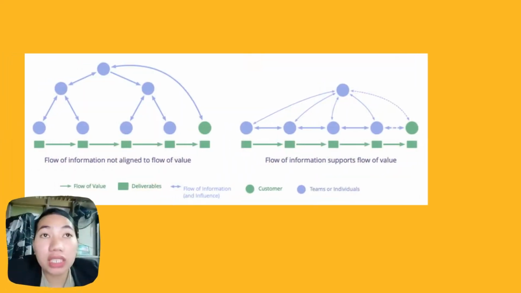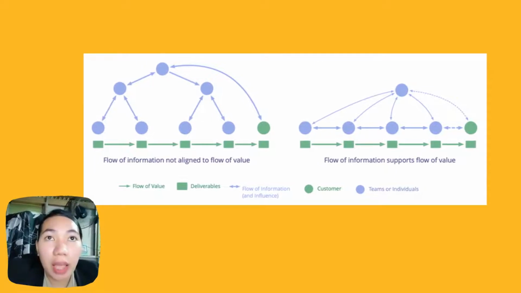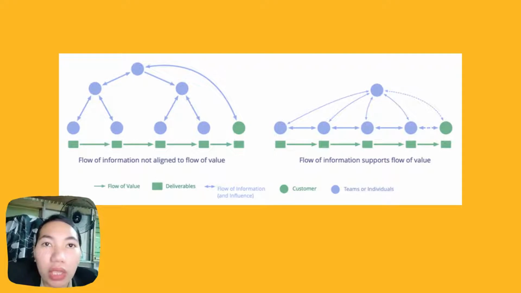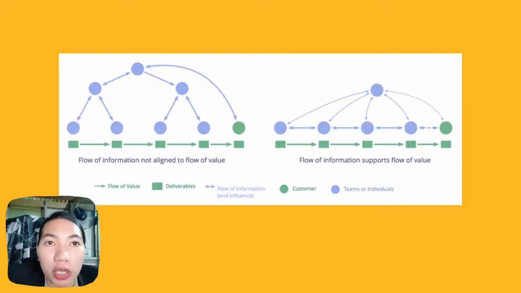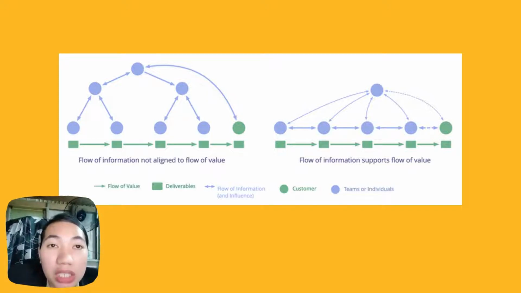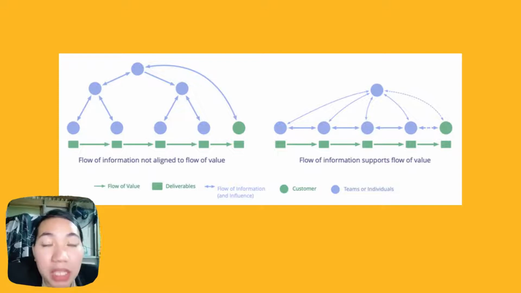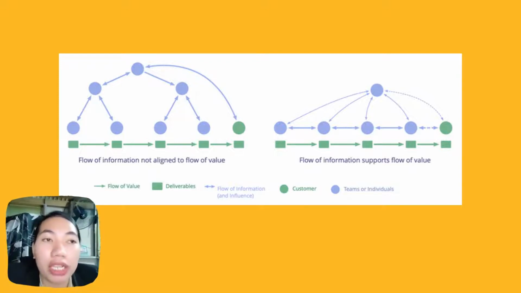So as you can see here at our last slides, here comes the example of aligning flows. So, if you see the green arrow, it means the flow of value. If you see the purple arrow, it means the flow of information. And if you see the box, it means the deliverables. And then, the green circle means the customer. And then, the purple one means the teams or individuals.